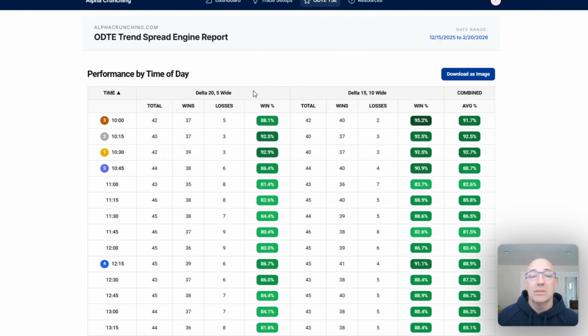We'll take a look at the alerts here in a second. We put out a Delta 25 wide and a Delta 15-10 wide. We track the performance and tell you which time of day has been the best performer. This is simply holding to expiration. Again, it's more of an engine to track performance. It doesn't take into account risk management and all that stuff that a lot of traders like to do.